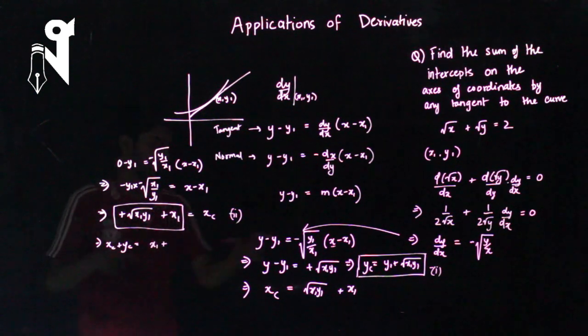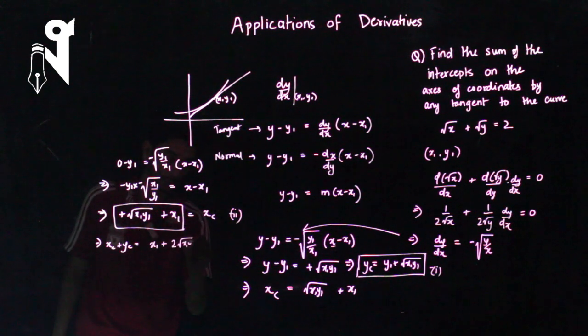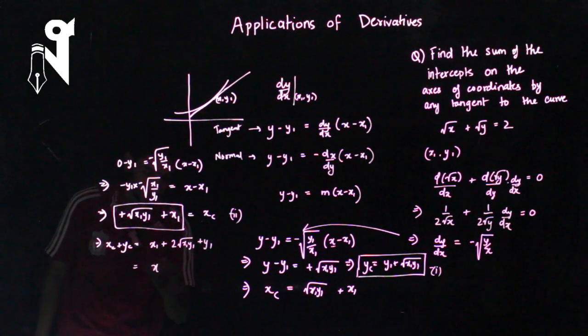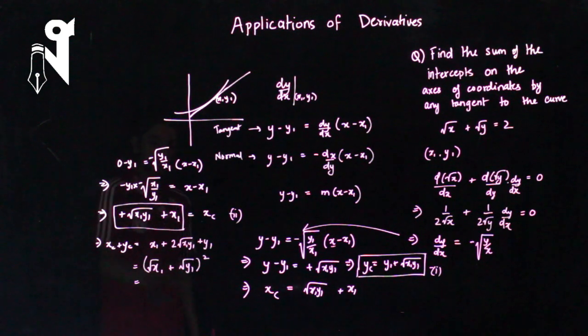So root x1 y1 and root x1 y1 over here will combine to give you 2 root x1 y1 plus y1, which can be written as root x1 plus root y1 whole square. And since this point x1 y1 lies on the curve root x plus root y is equal to 2, this term is just 2. So it's just 2 square, which is equal to 4. The answer to this question is 4. Sum of the intercepts turns out to be a constant.